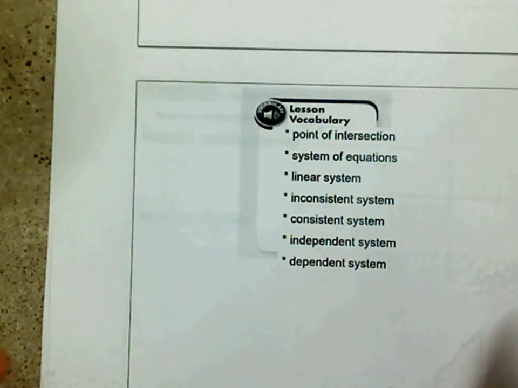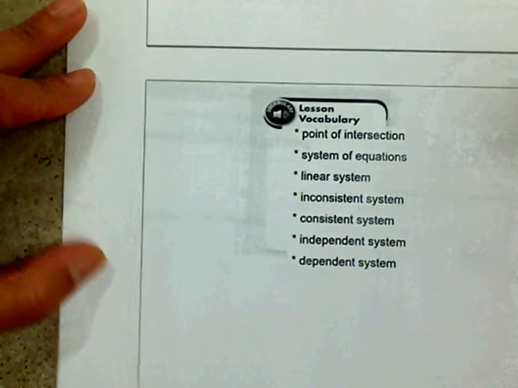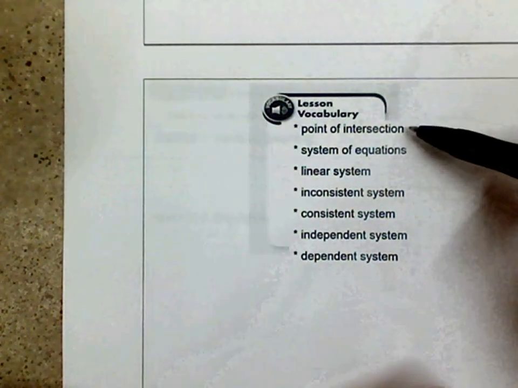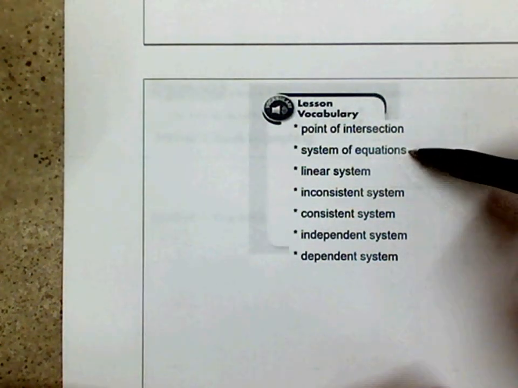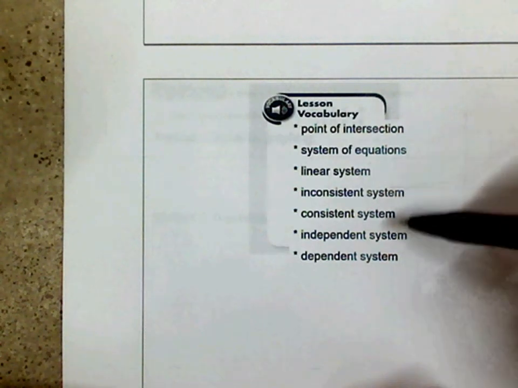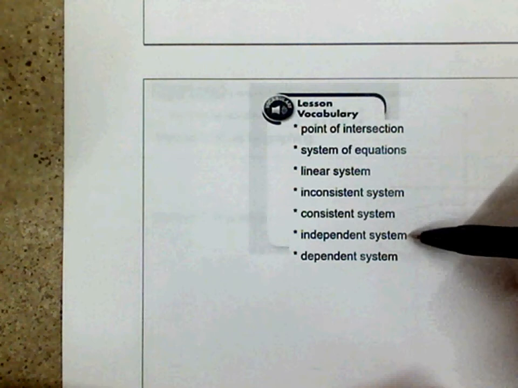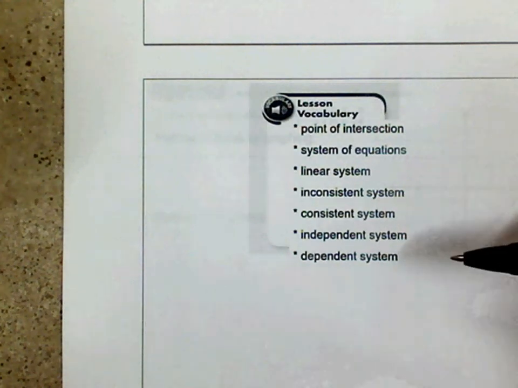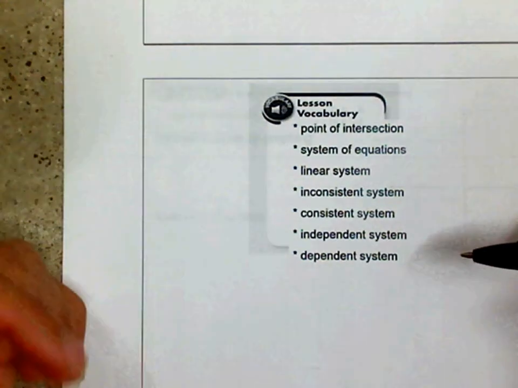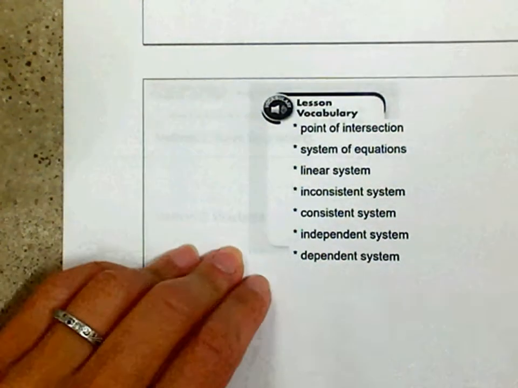All right. For this lesson, here are the words that you need to keep in mind. These are the vocabulary terms that you need to know: point of intersection, systems of equations, linear system, inconsistent system, consistent system, independent system, and dependent system. So we will cover these terms, this vocabulary, as we go through the lesson today. All right, so let's go ahead and get started.